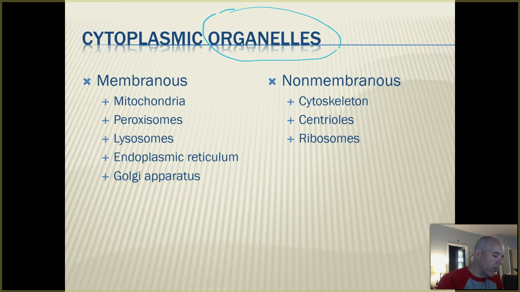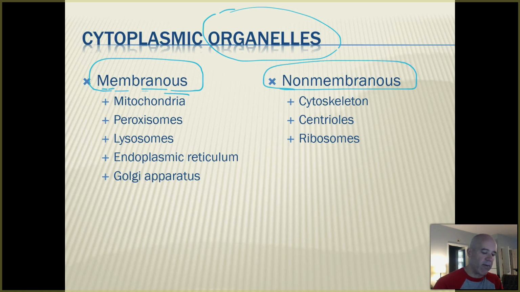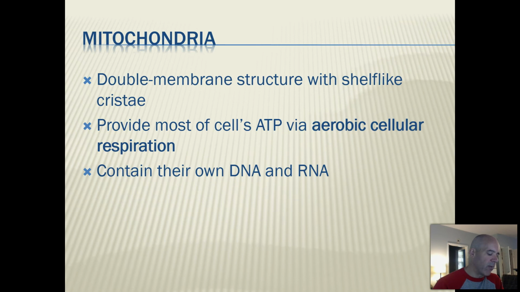And some of them are said to be membranous, all right, and that means they are themselves covered with a phospholipid bilayer membrane, but it's just an internal membrane inside the cell. And then others are non-membranous, which means they don't have a phospholipid bilayer membrane surrounding them. All right, so let's talk about some of our membranous organelles here.